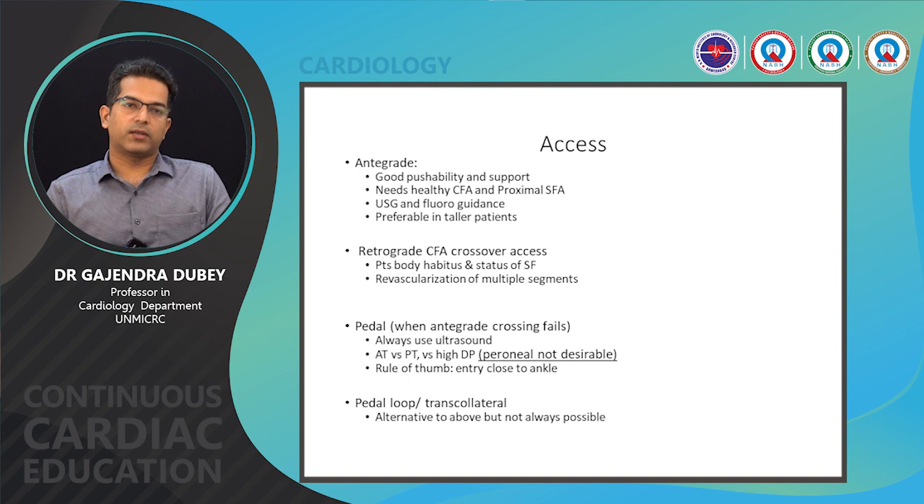And the fourth access, or the fourth alternative route, is either the pedal loop or the transcollateral pathway. The pedal loop consists of going through the dorsalis pedis and the plantar arch to the posterior tibial, or the other way around. It can be used as the last alternative when nothing is working, but it may not always be possible.